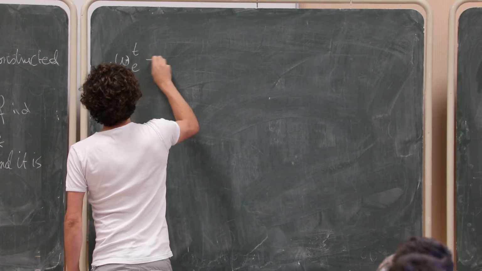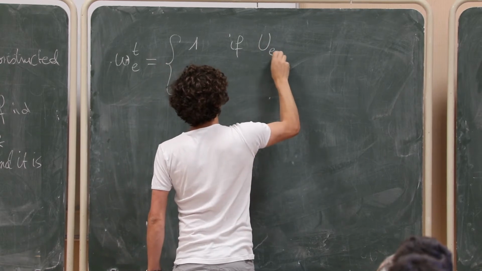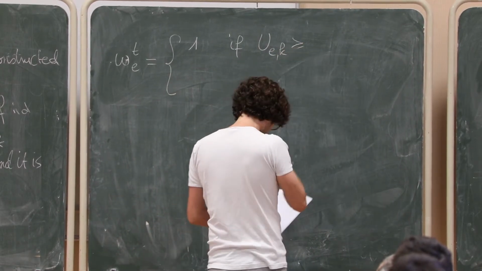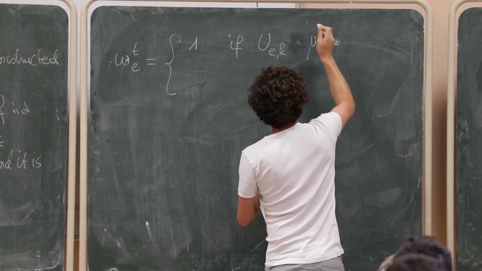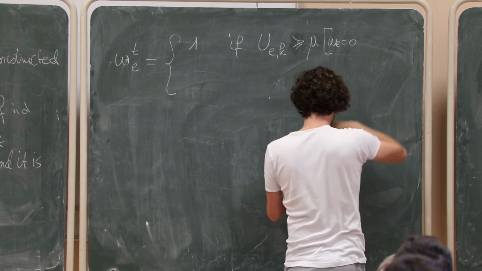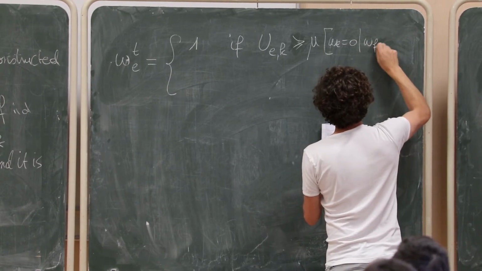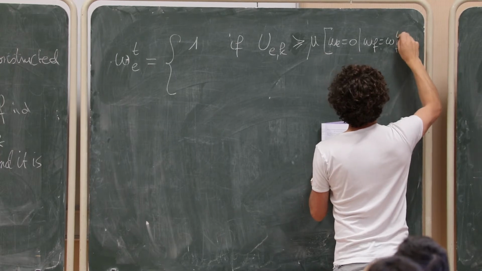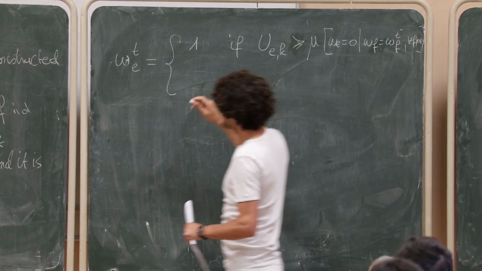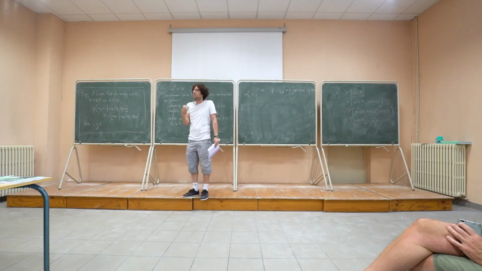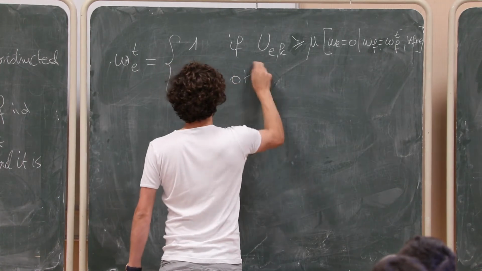So omega E at time t is going to be equal to 1 if my uniform random variable is larger or equal to mu of omega E equals 0, knowing that omega on all the other edges is equal to omega F at time t minus, for every F not equal to E. So what is omega t minus is just the configuration just before time t, just before the clock rings. And 0 otherwise.